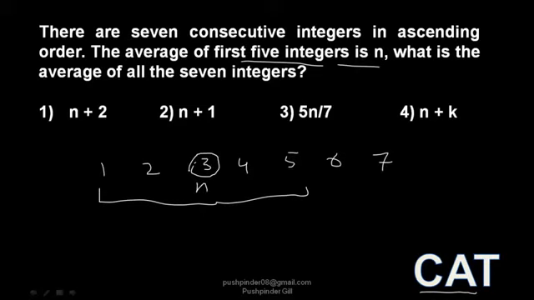Now what is he asking? What is the average of all the 7 integers? That is the 4th number, because that's the middle number for all 7. So if this is n and they are consecutive integers, this is going to be n plus 1, right? I hope you're understanding this point. It becomes very easy now. You understand that the average of numbers which are in arithmetic progression is the middle number.